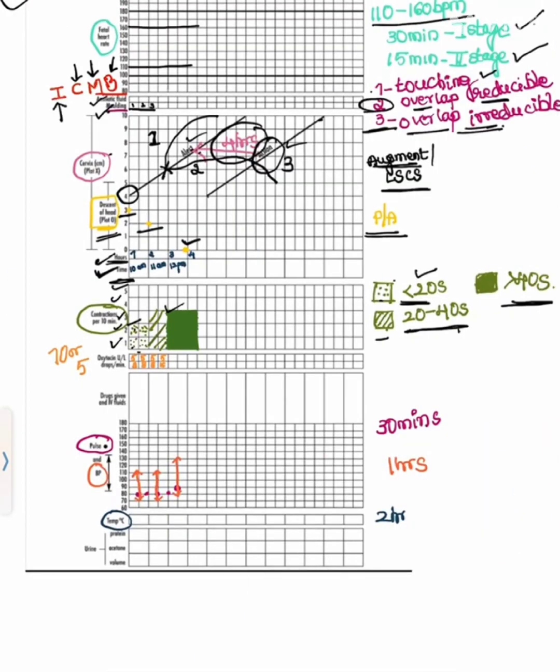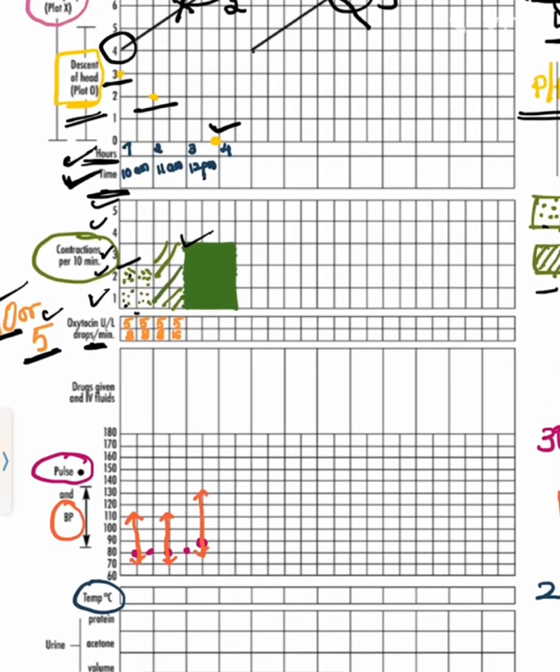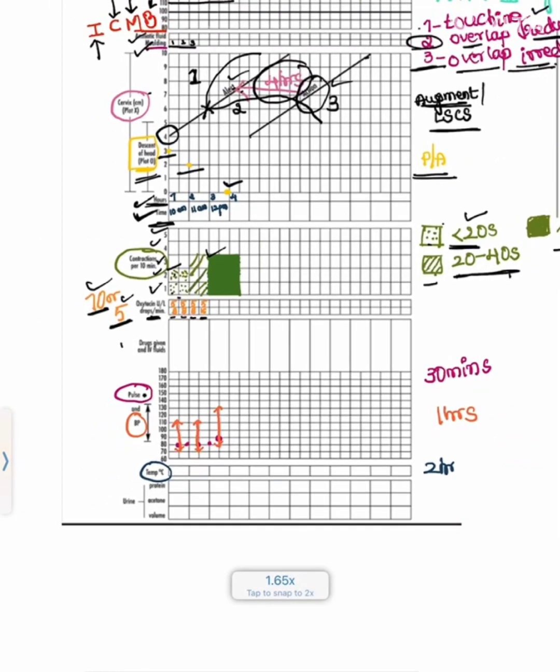Then we'll write the units of the oxytocin we have used to augment, either 5 units or 10 units. Then the drops of oxytocin we have used to augment. Then any drugs or IV fluids given, we'll mark here. Then the pulse of the patient is checked every 30 minutes once. Then the BP of the patient is checked every 1 hour. Pulse is marked as a dot and BP is marked as an arrow.